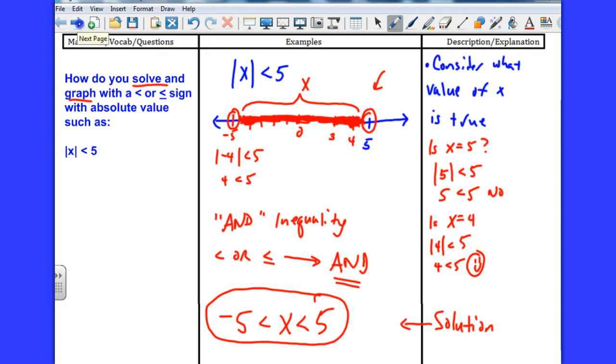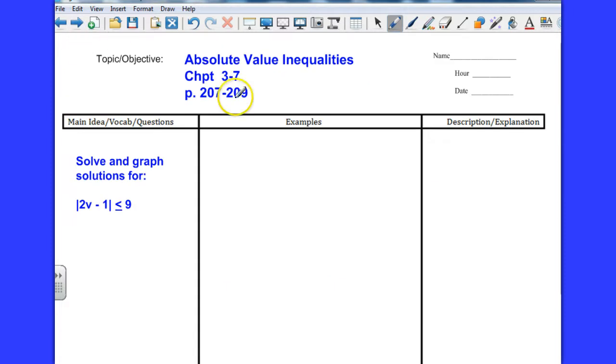Let's take a look at one that's not quite so simple, but it's in the same vein based on what we learned. All right, copy this down. Solve and graph solutions for this inequality. The absolute value of 2v minus 1 is less than or equal to 9. This is actually out of your book on page 211, number 43, so it's going to be really similar to the homework you're going to see in the next class period.